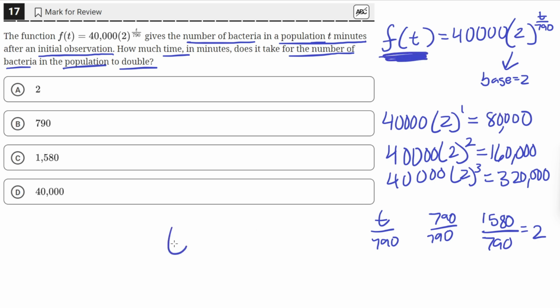So that means that we need t equals 790 minutes for the population to double. So B is the correct answer.